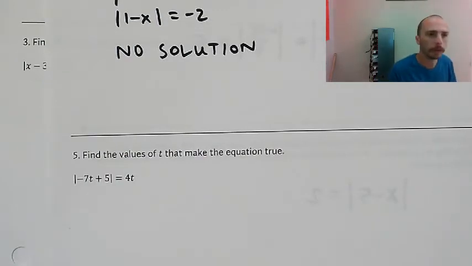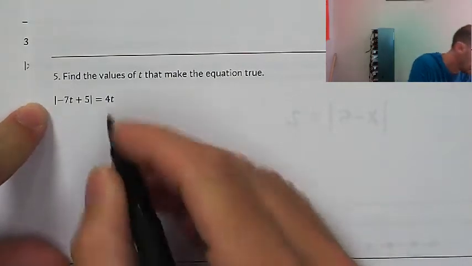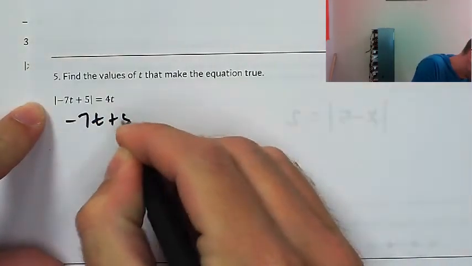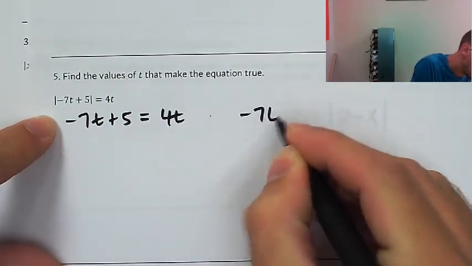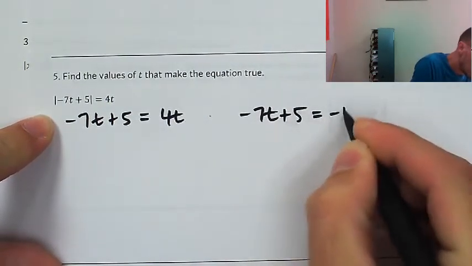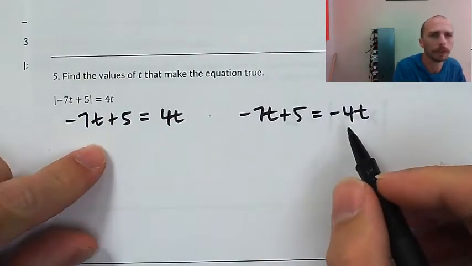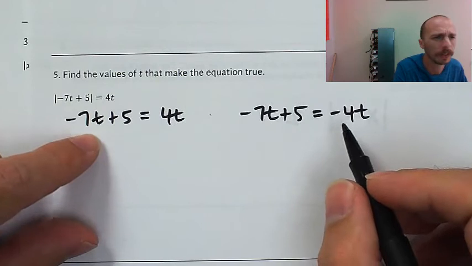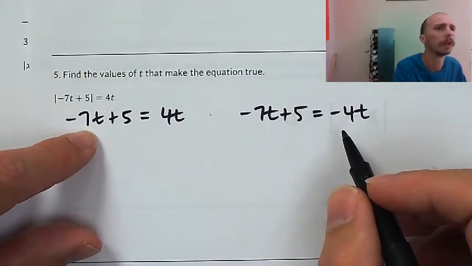Alright, this next one we're going to find the values of t that make the equation true. So if the absolute value of a number is equal to 4t, then that number would either be equal to 4t or it would be equal to negative 4t. And this is the type of equation we're definitely going to need to check our answers for possible extraneous solutions. I think if I remember correctly, we're not going to get any extraneous solutions.